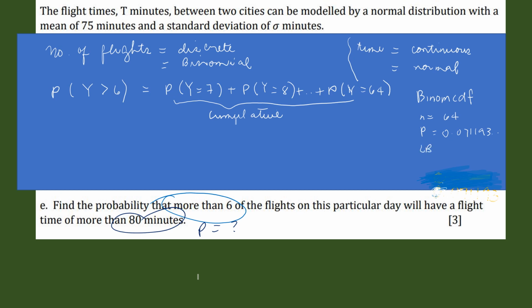Then your lower bound is not 6. It would be 6 if it's continuous, but since this is a discrete variable, greater than 6 is 7. So your lower bound is 7. And the upper bound is not infinity because it's discrete. It is equal to 64 according to the problem. Solving for that will give you 0.169119, and let's round this off to 3 significant digits, 0.169.